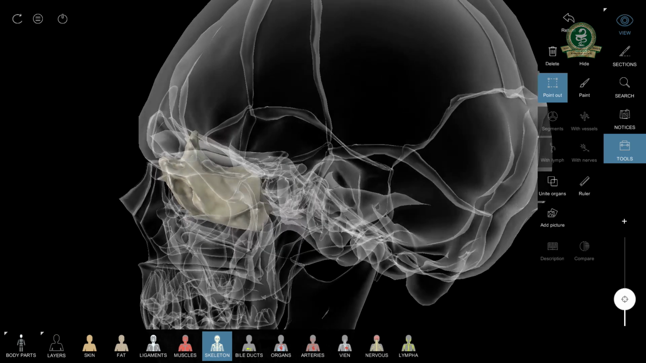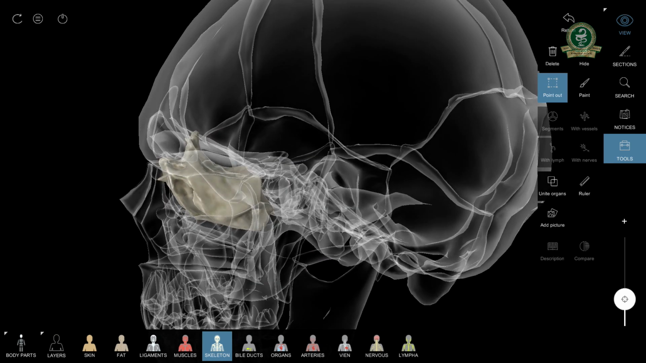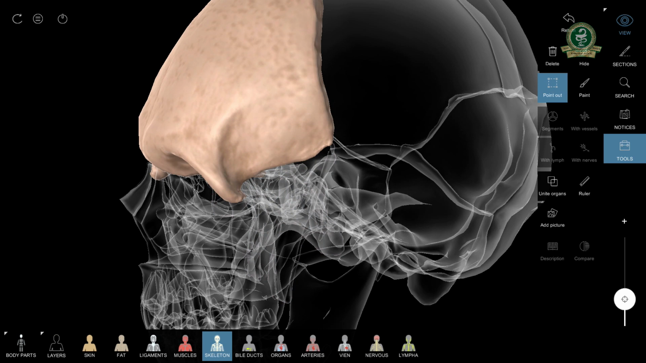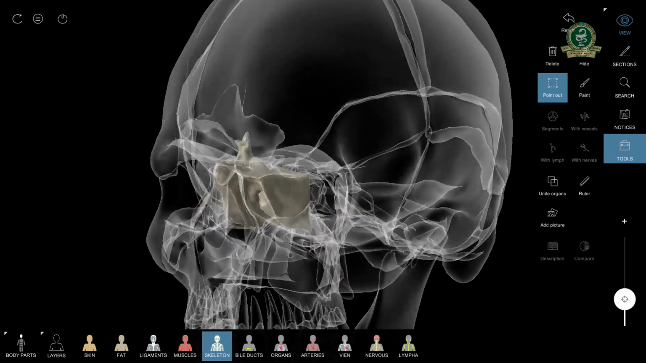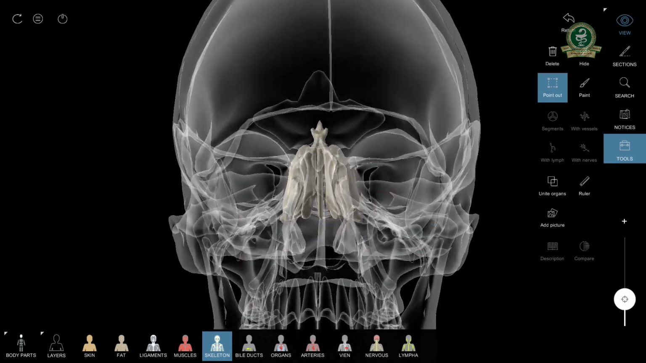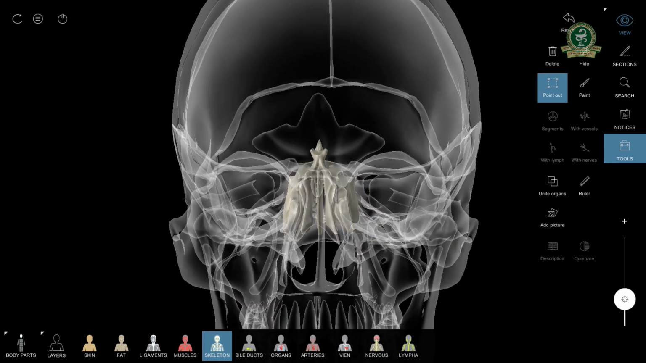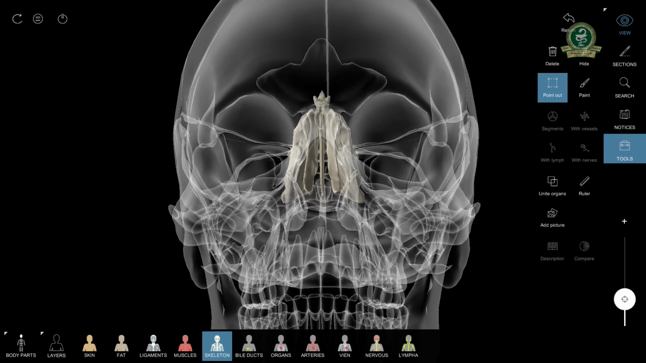And it also joins the sphenoid bone from the back side, this one being the sphenoid bone, and the ethmoid bone from the anterior side joins with the frontal bone. And the lateral masses, let's see from here. Can we see? Okay. Yes.